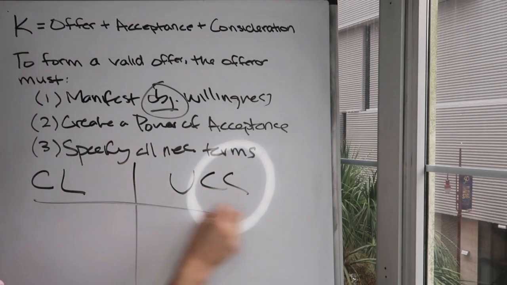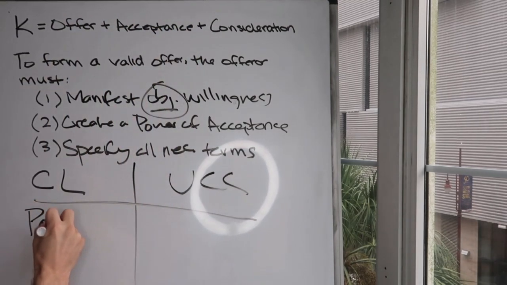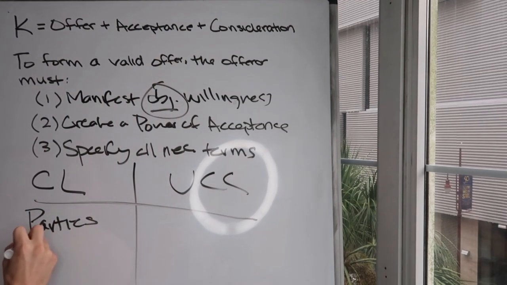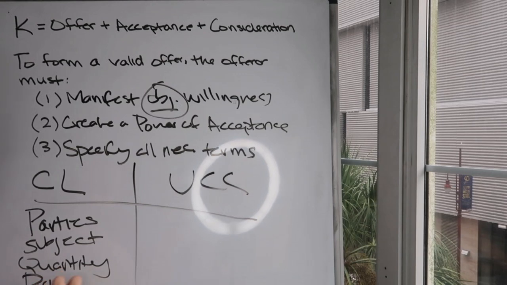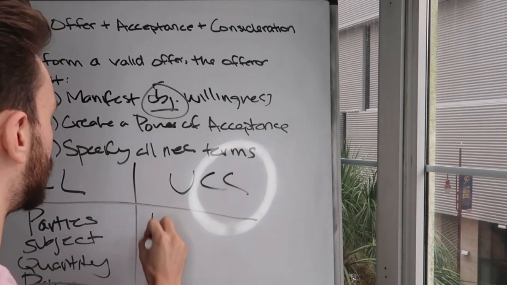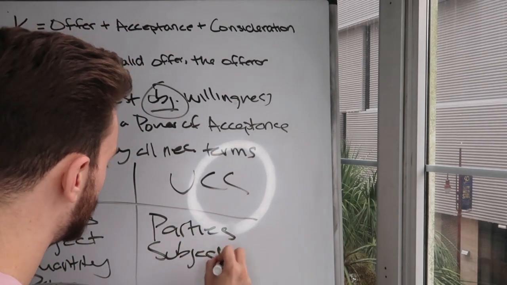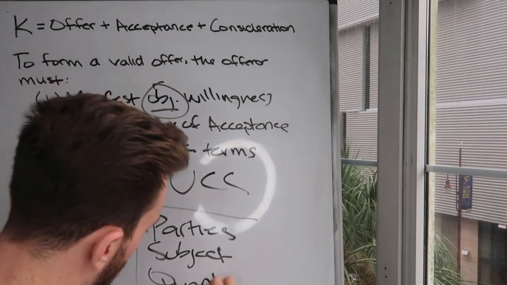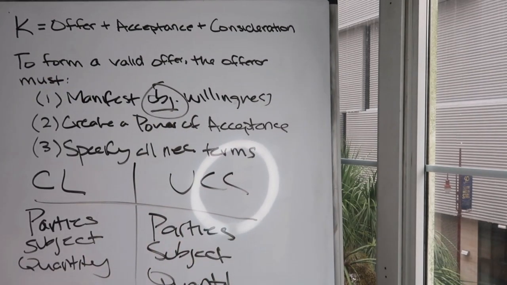Let me just draw this out. Under the common law, you're going to have parties, subject, quantity, and price, right? Under the UCC, you don't have to specify the price. So it's just going to be parties, subject, and quantity. All right, this could be confusing. Let me just rewrite price right here, price.